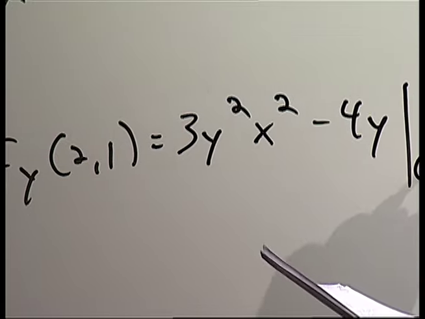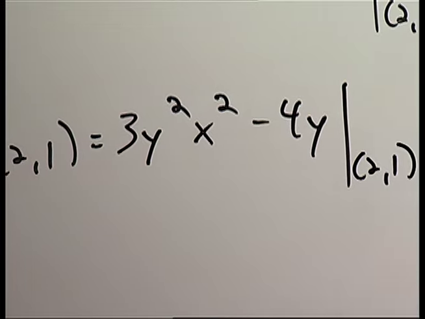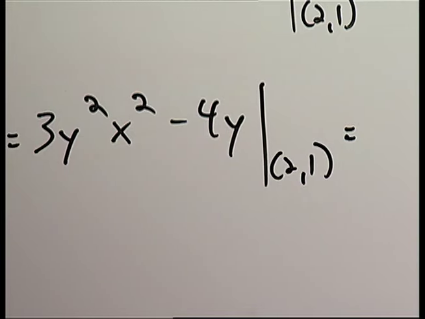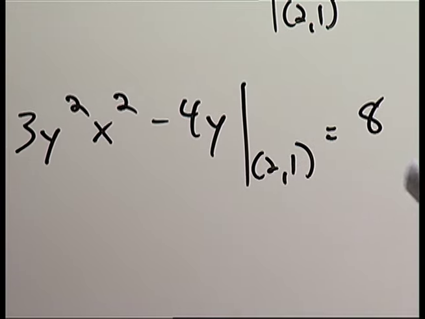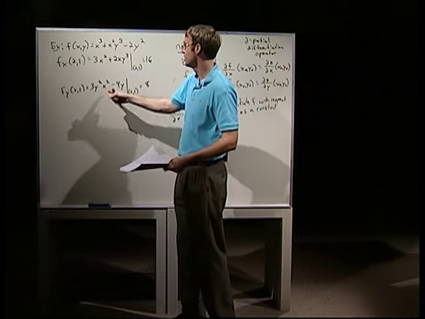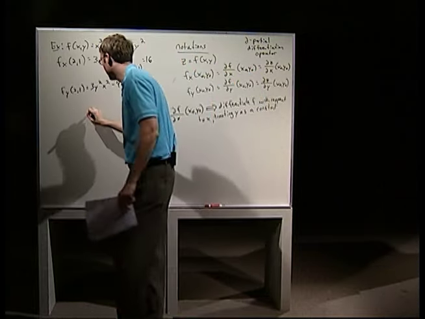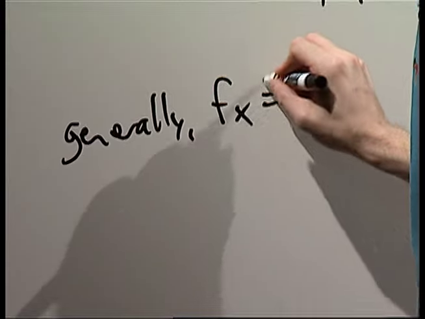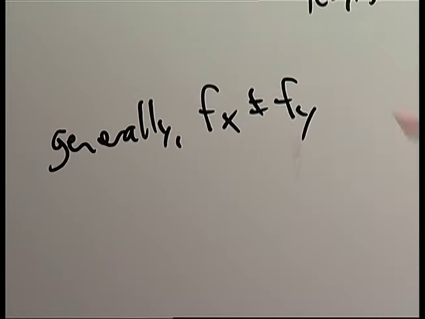2, 1. Yeah, 2, 1, that's 4, and so that's 12. Minus 4 is 8. So these are not equal to each other, clearly. Right? And certainly, it's clear that these two functions are not equal to each other. So generally, f_x is not equal to f_y. That's unusual if they are. That's generally true.